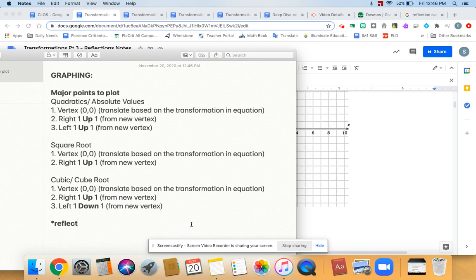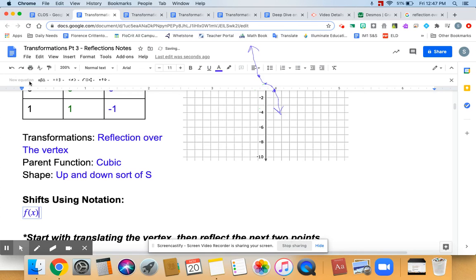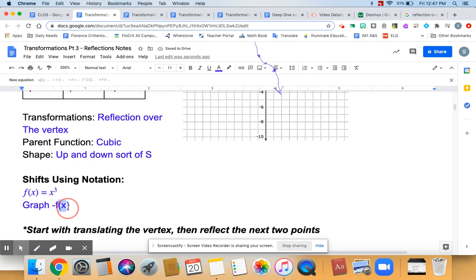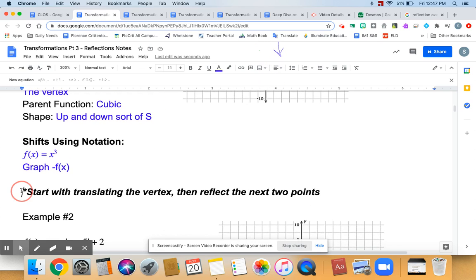Reflections change whether or not you go up or down. If they told you that the parent function was x cubed, the quick way to write it would be to graph negative f of x, where the negative's in front of the equation. So I put this little note here that says you always start graphing by translating the vertex first, then you're going to reflect the next 2 points.